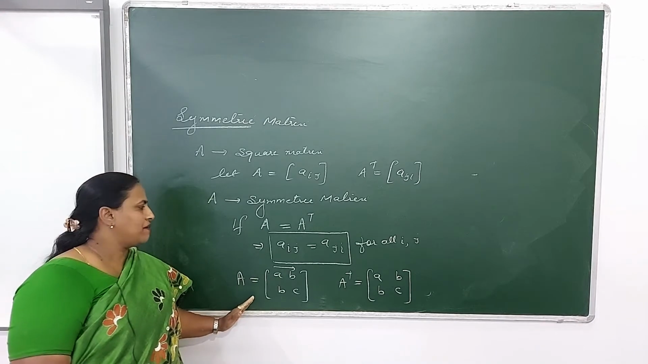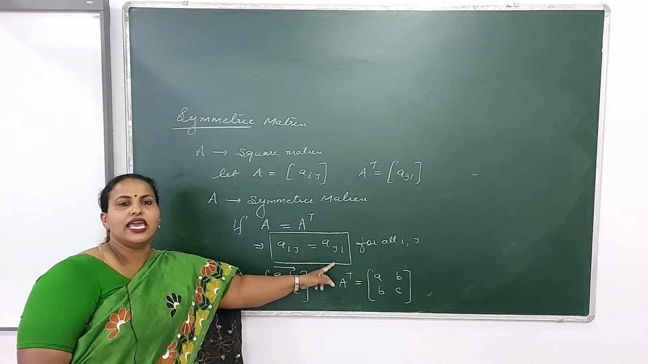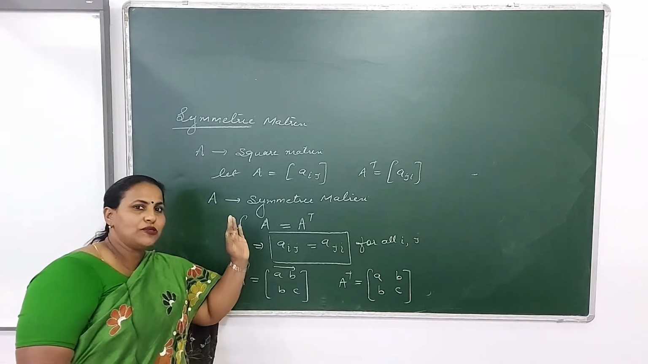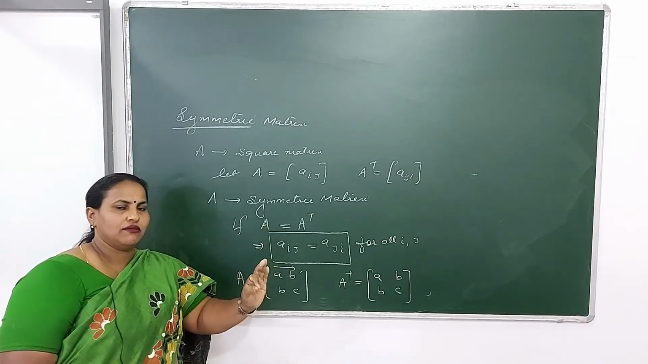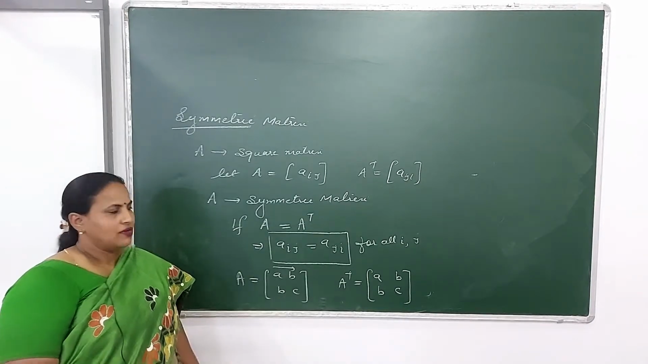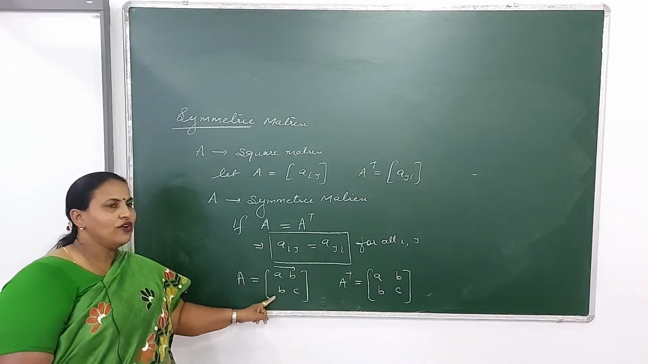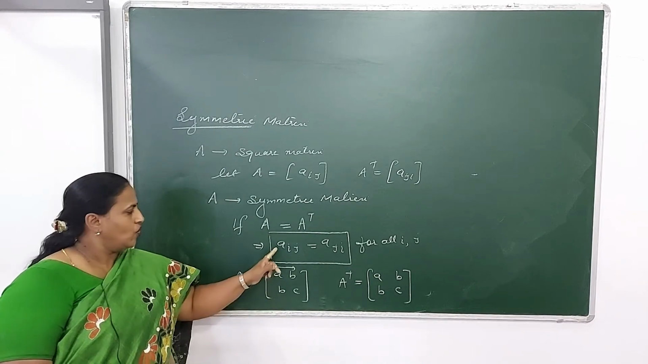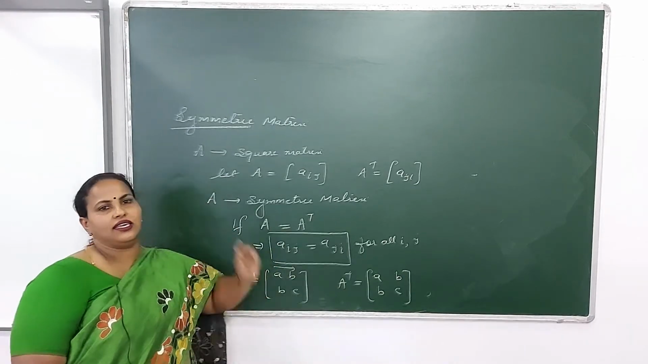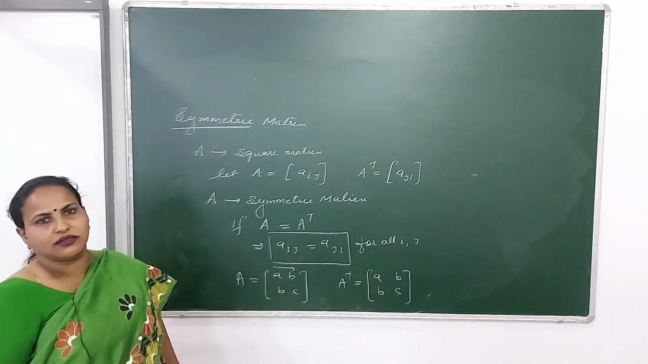In case of symmetric matrix, Aij is equal to Aji. What this means? The value which is placed in 2,1 will be same as the value which is placed in 1,2. What is A12 here? A12 is B. What is A21? It's B again. So, Aij is equal to Aji, in case of symmetric matrix.